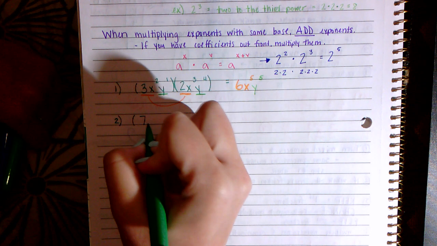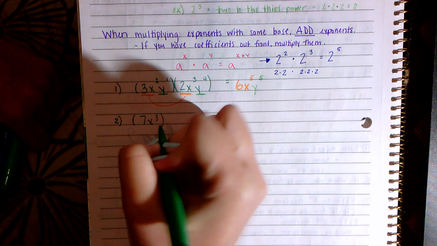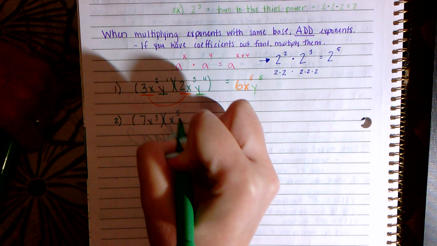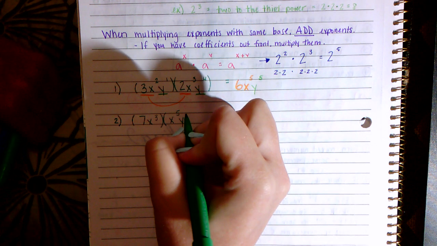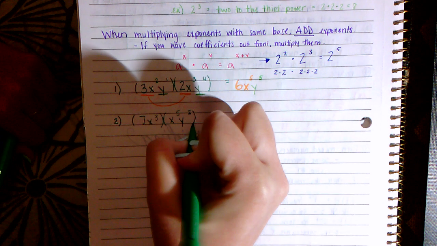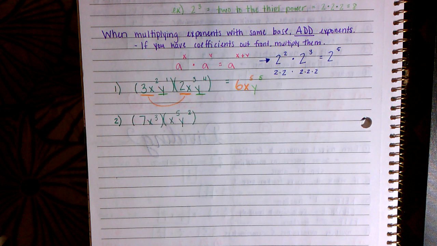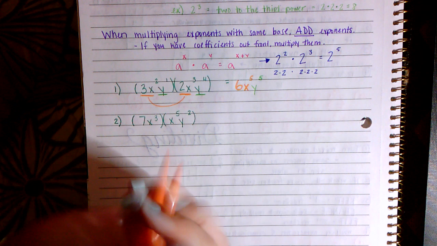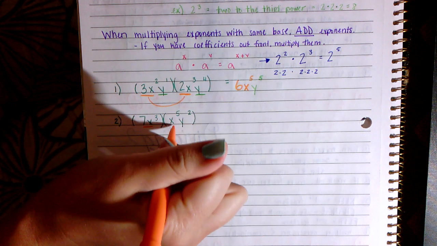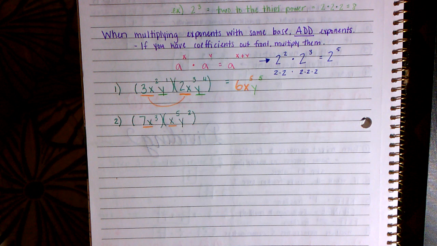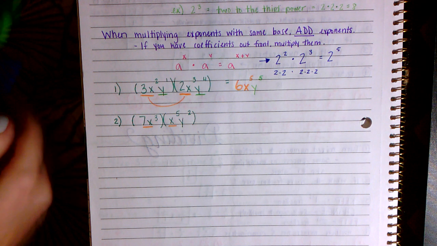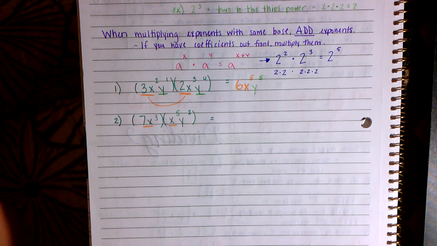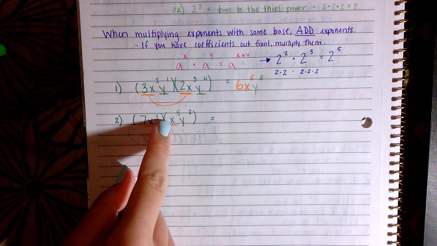7x to the third times x to the 5th, y to the 2nd. Okay, when we look at this example, we are multiplying exponents that have the same base. So right here I see a base of x and a base of x, which means I can combine those exponents. So when I do, if there's a coefficient, you multiply it, right? So there's a 7 here, but there's nothing here.